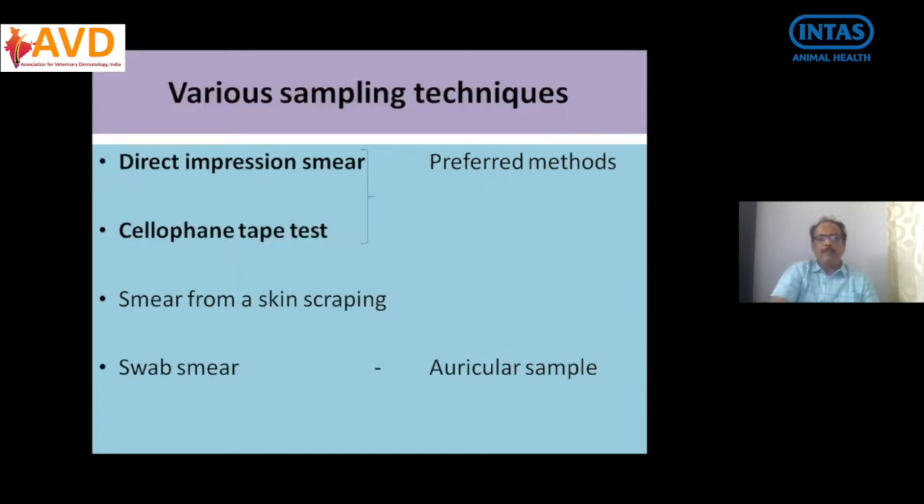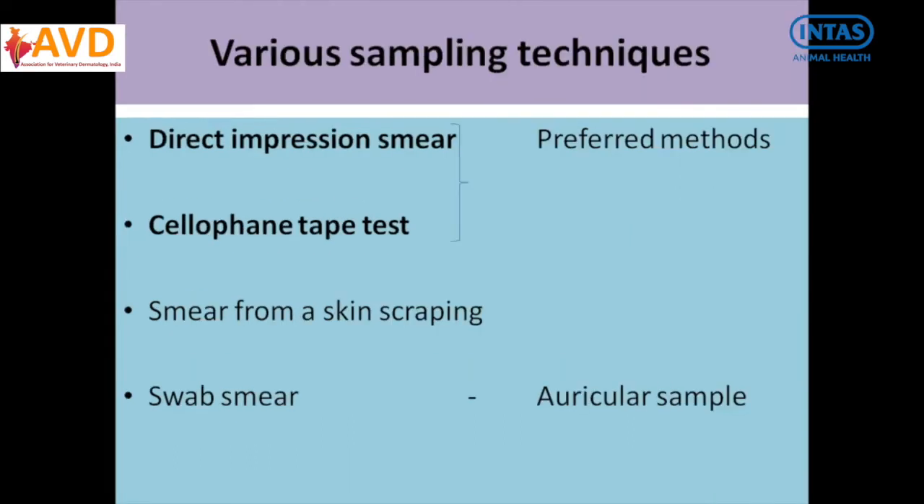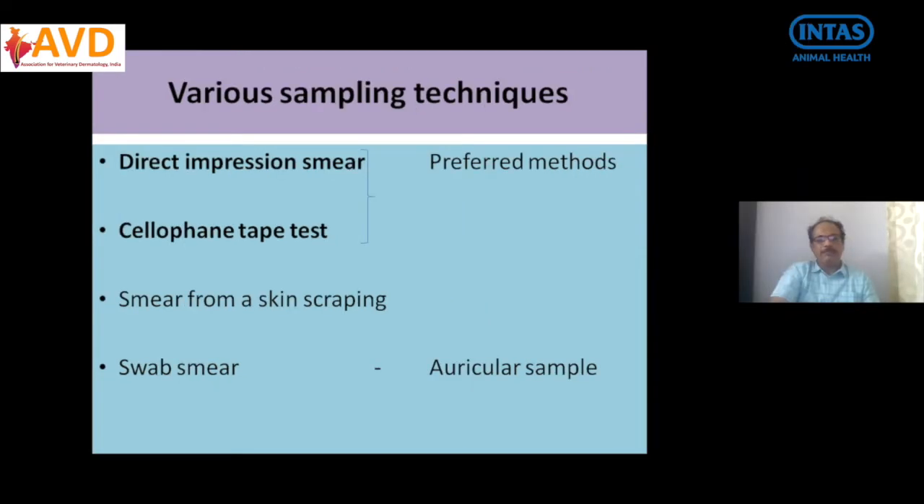Then various sampling techniques, as I already told, direct impression smear and cellophane tape test are the ideal methods for taking the sample. Only thing is that you have to repeatedly take the impression from that site, and with the tape also, 2 or 3 times you have to pluck it off and stick it on again, and then pluck it again, like that you have to do. Then smear from a scraping, just like in Demodicosis or Sarcoptic mange, can also be tried, and a swab smear, especially in the case of otitis externa, you can try for diagnosing Malassezia.